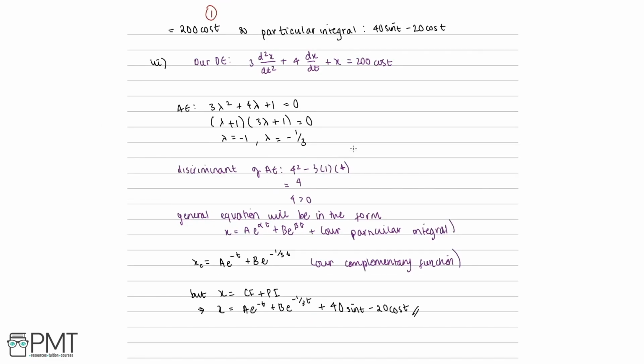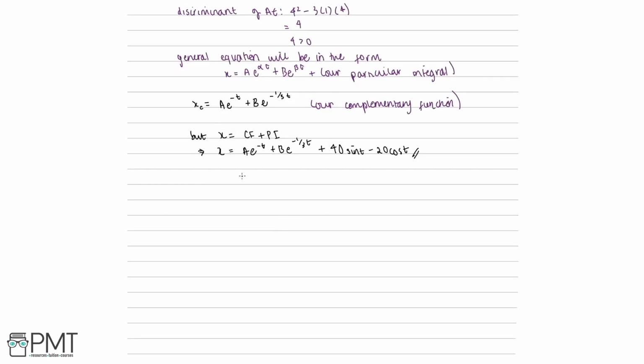For part III, you get 1 mark finding out the values of lambda. You get another mark for showing that the complementary function is a e to the power minus t plus b e to the power minus a third t. You get another mark for noticing that our general equation of x has to be the complementary function plus the particular integral. And you get a final mark for writing the general solution of the equation correctly.